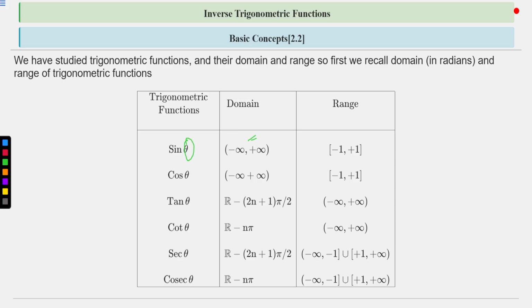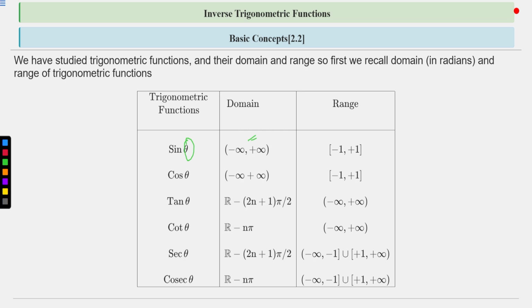Got it? In fact, you can take minus values also: sine minus 30 degree, sine minus 2 radian, like that. So for every value of theta, the sine theta will be defined all the time. Therefore, domain of the sine theta will be from minus infinity to infinity.